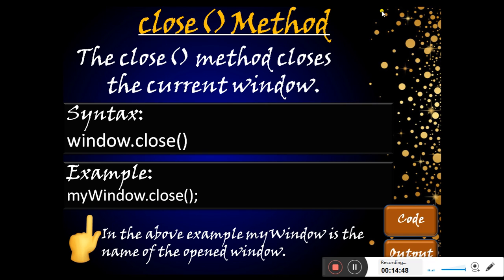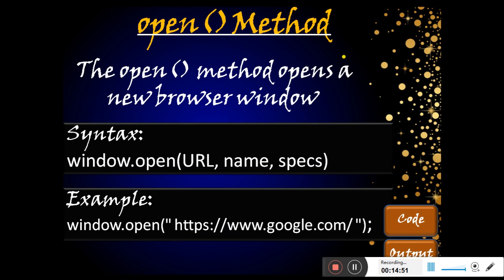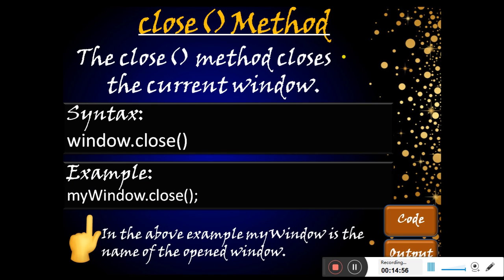If I want to close the previous window, see, I have created this window, right? The name of the window was newWin. So if I want to close that newWin, I have to use newWin.close. The previous window will stay as it is, it will not close. It will close only the new window, whose name is newWin. Okay, now see the example of this. The close method closes the current window. In the above example, myWindow is the name of the opened window. So if I want to close this myWindow, it will close that window only, and other windows will stay open as they are.